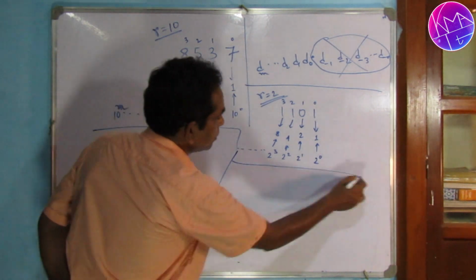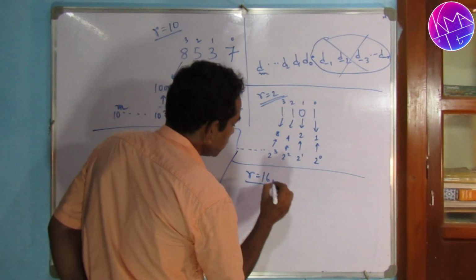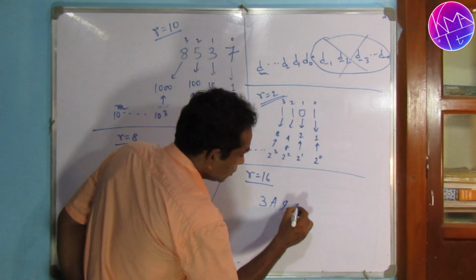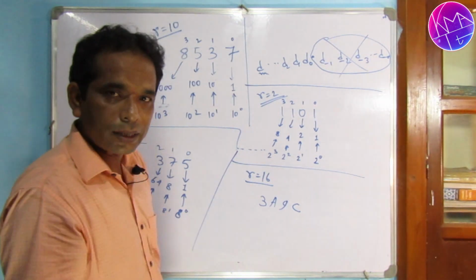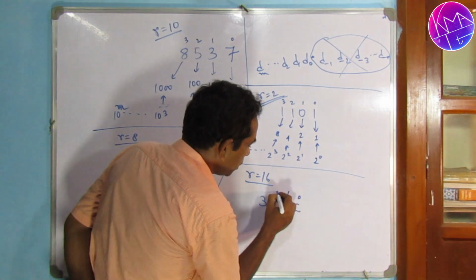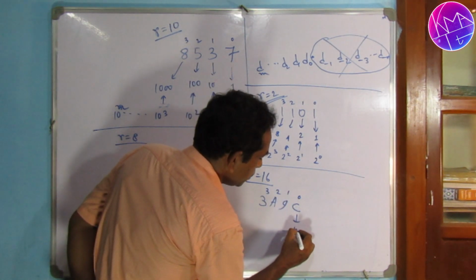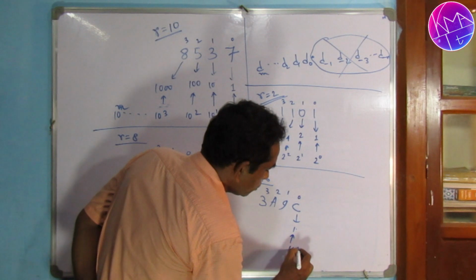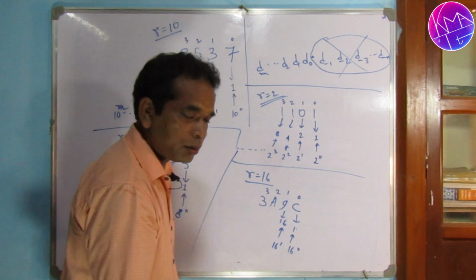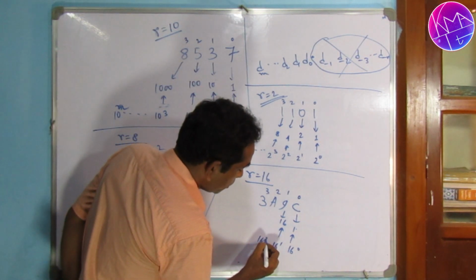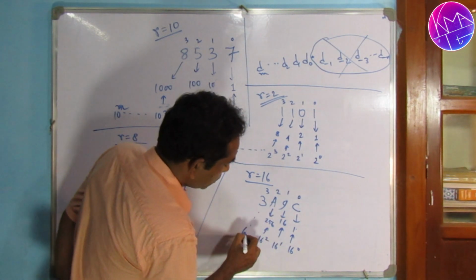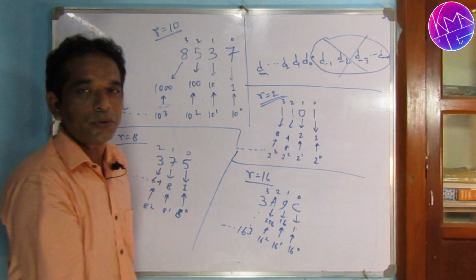And in case of hexadecimal, when r equal to 16, let's consider 3A9C. Okay, in hexadecimal A, B, C, D up to F is there. Again position value 0, 1, 2, 3. So its units position means coming from 16 to the power 0. Next is 16th position, 16 to the power 1. Okay, next is 16 to the power 2, so 256 position in this way. Next is 16 to the power 3, 16 to the power 4, so on.